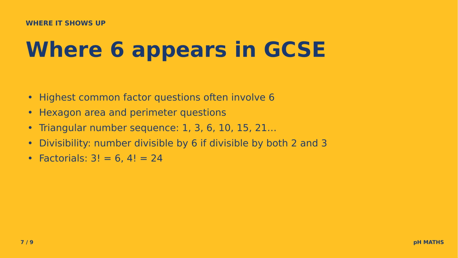The highest common factor of 12 and 18 is 6. The highest common factor of 24 and 30 is 6. Hexagon area and perimeter problems lean on the angle of 120. Triangular numbers, 1, 3, 6, 10, 15, 21, turn up in sequence questions. Divisibility, even and digit sum of 3, and factorials, 3 factorial equals 6, 4 factorial equals 24.